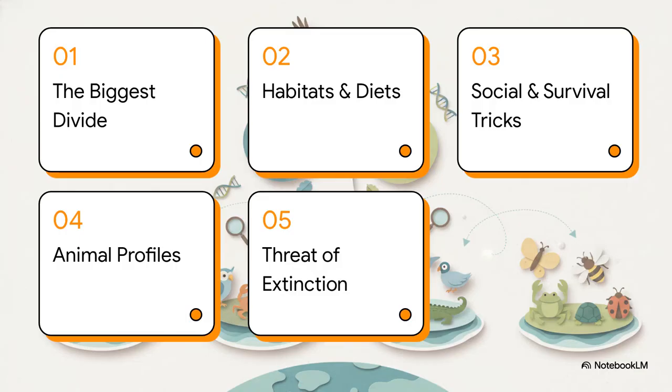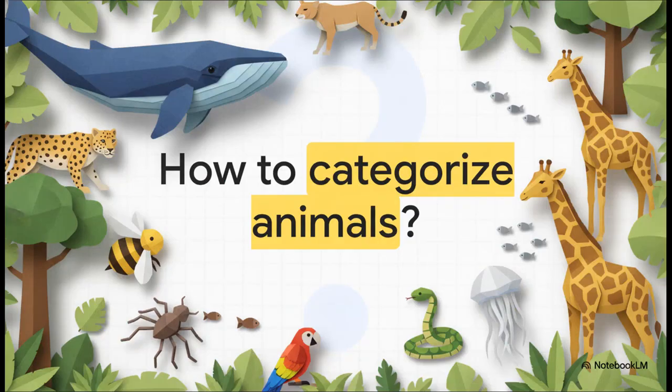Here is our roadmap for today. We're going to cover the animal kingdom's biggest divide, check out habitats, diets, and movement, dive into social lives and survival tricks, decode a full animal profile, and finally, look at the very real threat of extinction. Let's get to it.